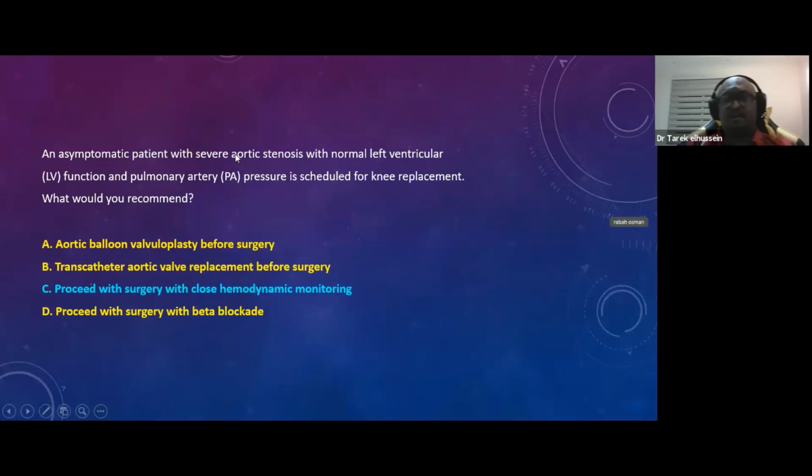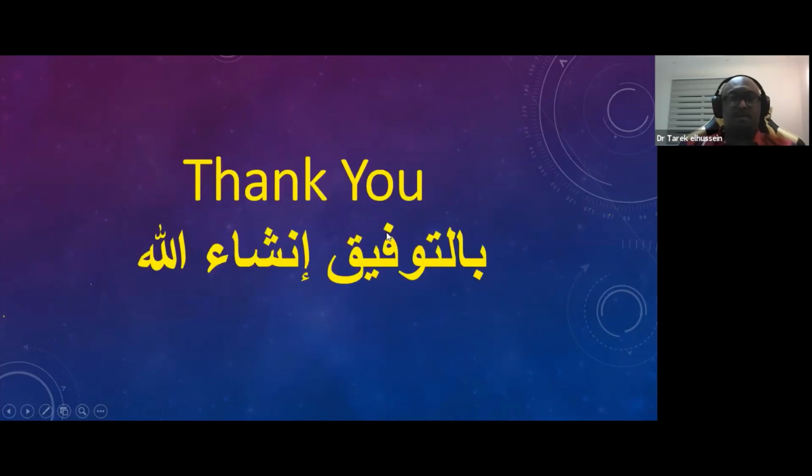So this is a severe aortic stenosis, but the patient is asymptomatic. And he's going for a knee replacement, which is considered low risk. Depending on the comorbidity or obesity, it may go to intermediate risk. So it's not a high risk surgery. So the patient can safely proceed with close hemodynamic monitoring.